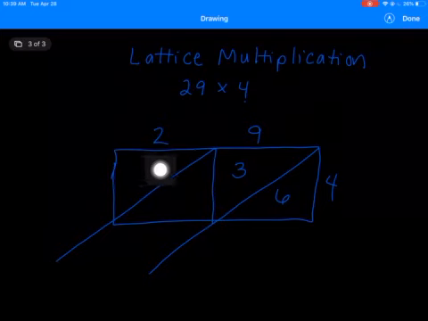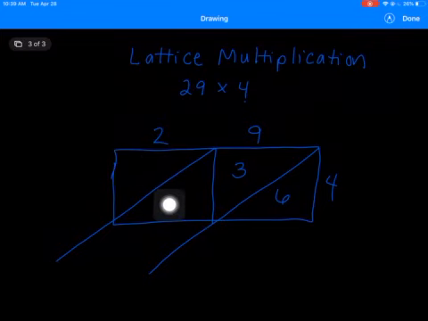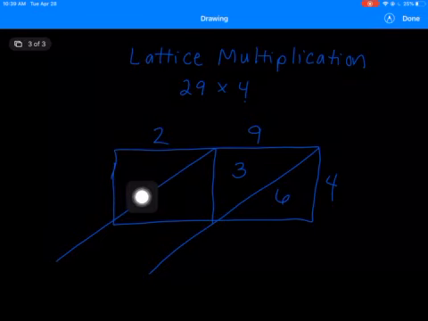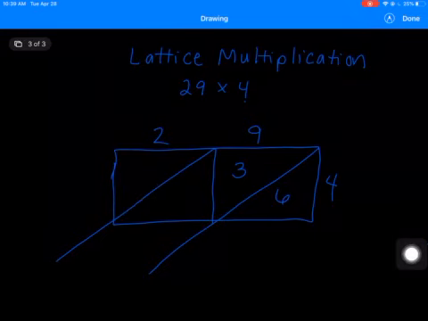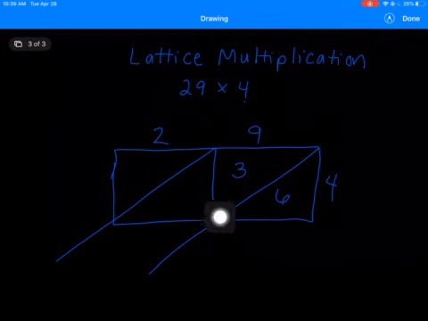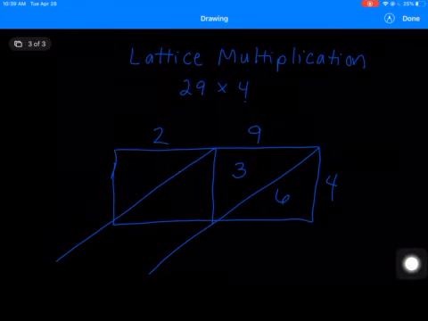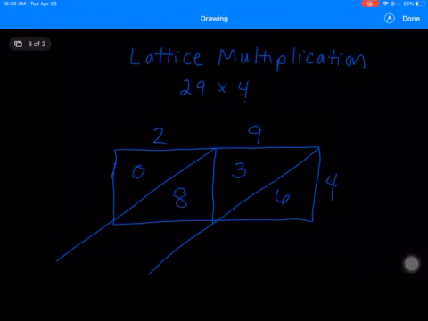And now I'm ready to come over to this square and multiply the 2 that's above it and the 4 that's out to the side. And that gives me 8. Now it's only a 1-digit number and I have 2 boxes. And so I need to make sure that I'm putting my ones place in the bottom. And because I don't have anything in the tens place, I'm going to put a 0 there just to represent that there is no value in that box.